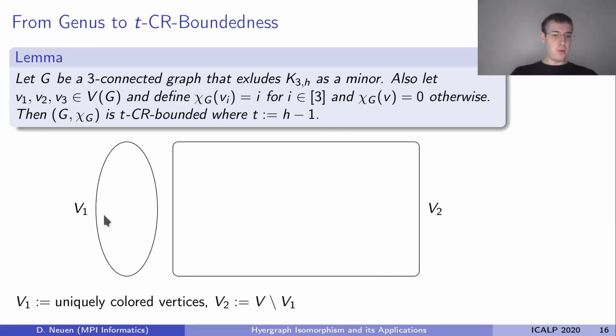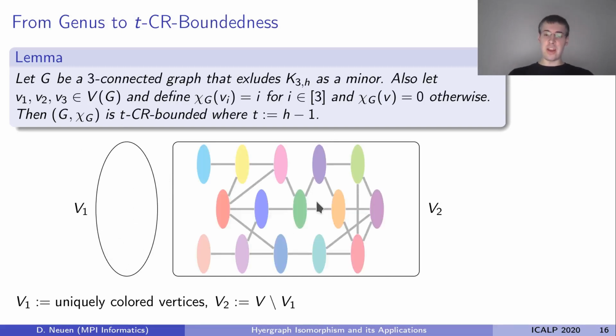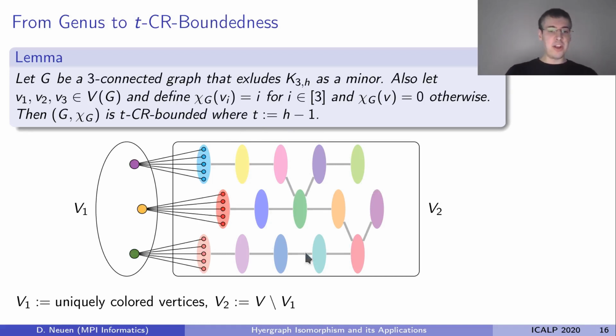Okay, so what do we get? We get a set V1 of vertices that have a unique color, and a set V2 where every color class is large, has size at least h. Let's put an edge between 2 color classes whenever there is an edge between 2 vertices from these color classes. Now we can perform the following steps. First, we restrict to a connected component of this color class graph. Then we restrict ourselves to a spanning tree and consider the neighbors in the set V1. The crucial observation here is that there have to be at least 3 neighbors in the set V1, because the graph is 3-connected.